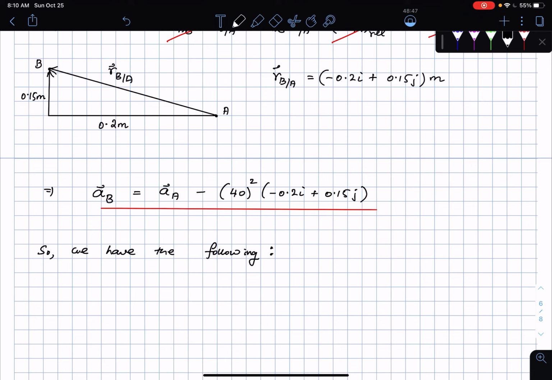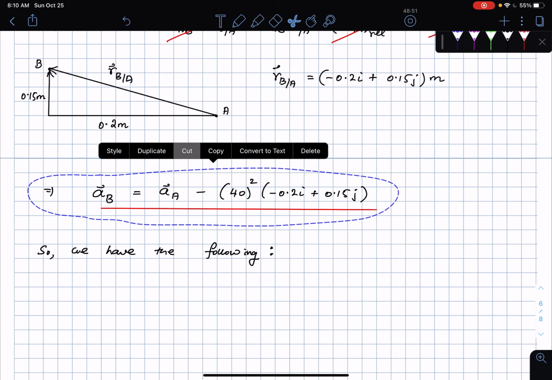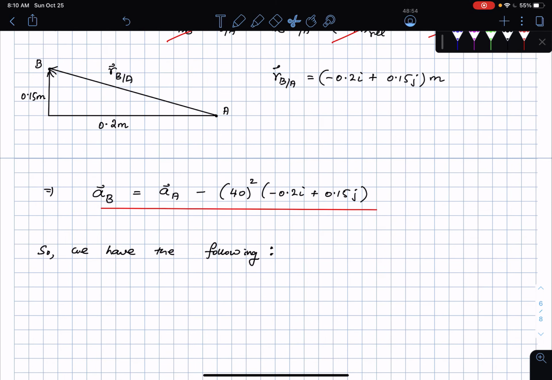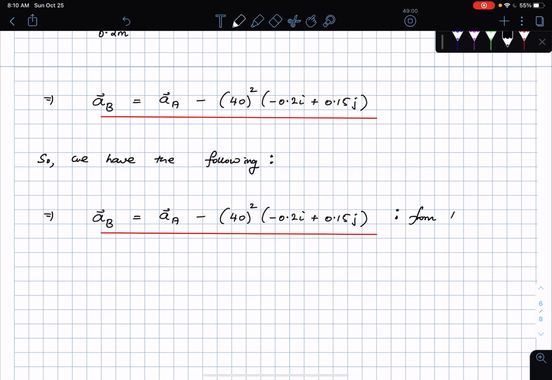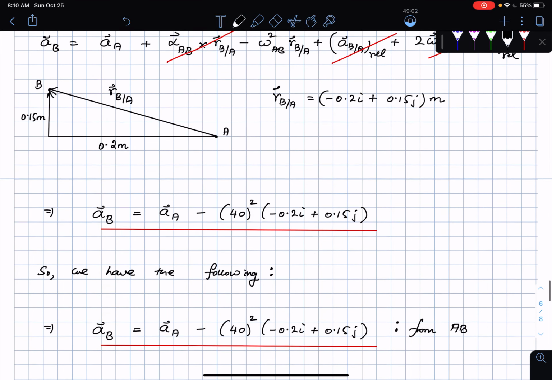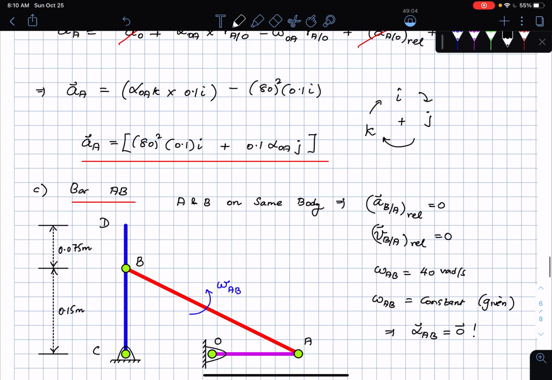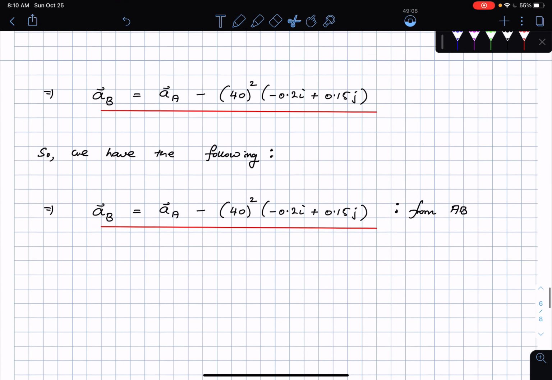Okay, so this is first of all from the bar AB. Okay, that is not intended. I'm going to paste that here. Okay, so this is from the bar AB. Then I'm going to grab the other two as well. So this was from the bar OA, so copy that.